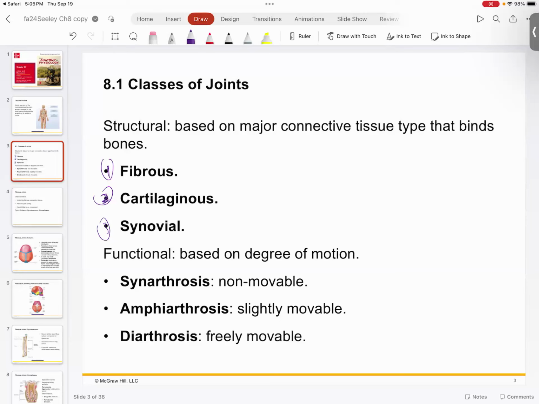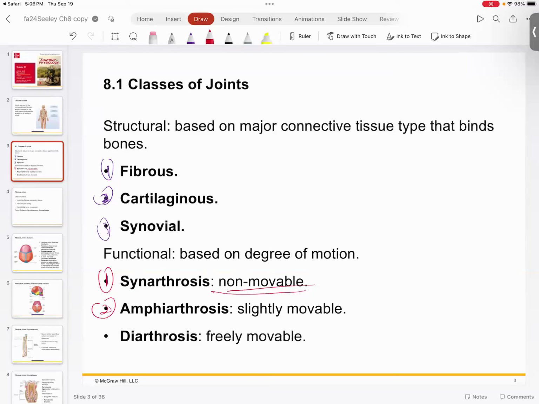And then functional types, which we also use oftentimes, because we will talk about joints in terms of what they do, their degrees of motion, their range of motion, things like that. When you take a look at these functional designations, you have what's called a synarthrosis, which is a joint that doesn't move. It's not designed to move. It's designed to be more structural.